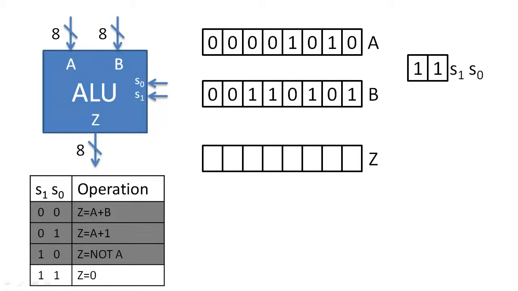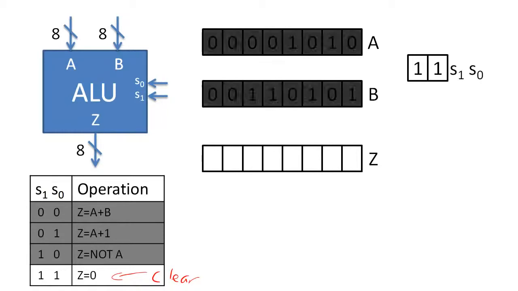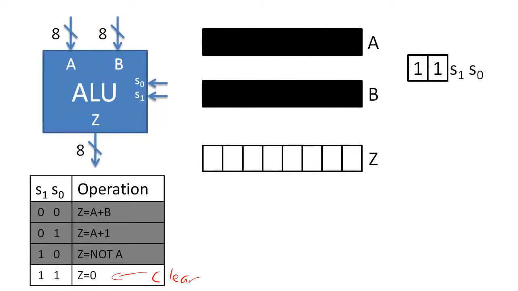Finally, if we change the control bits again, the ALU will perform a clear operation, which means that we will set the contents of a register to 0. For this operation, the ALU ignores both inputs and simply sends out the value 0. Notice that the ALU is sending out 8 zeros, because all numbers, even 0, are encoded with the same number of bits in a computer.